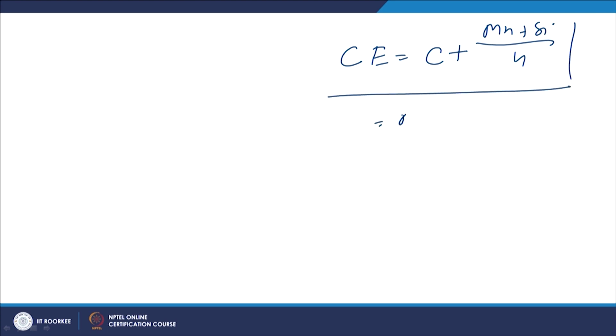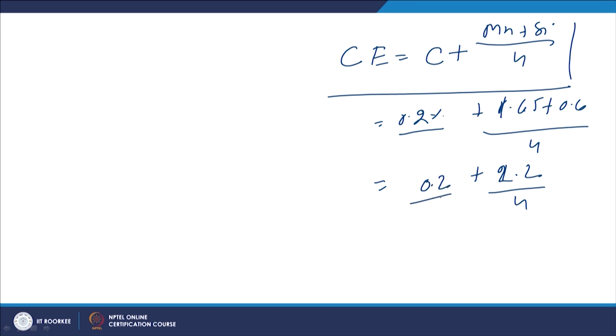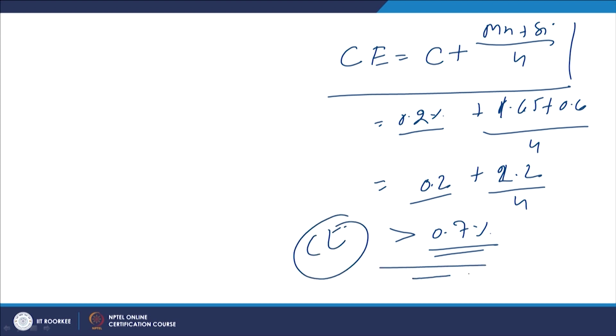If we take a simple example like a very low carbon steel having 0.2% carbon, but the manganese content is very high, like 1.65, and 0.6% of silicon, then this will be 2.2 divided by 4. So, obviously the carbon equivalent will be greater than 0.7%. So, a carbon equivalent greater than 0.7% is certainly leading to problems in the form of cracking due to the high carbon equivalent.